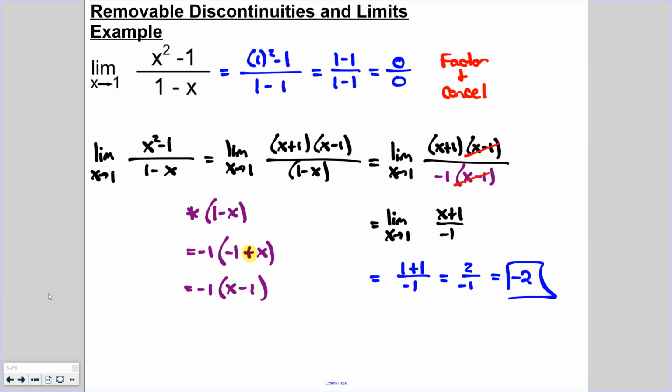So again, that trick right there of factoring out a negative 1 to flip the terms is going to come in handy every now and then. So it's one of those tools you just need to keep in the back of your head. All right, folks, and that is it for evaluating limits with removable discontinuity.